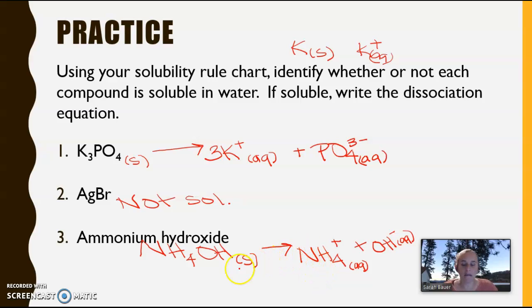So the water is not strong enough to separate the covalent bonds that hold our polyatomic ion together. So the nitrogen isn't going to separate from the hydrogen, or the oxygen from this hydrogen. It's this ion separates from this ion, and that's how we write that dissociation equation.